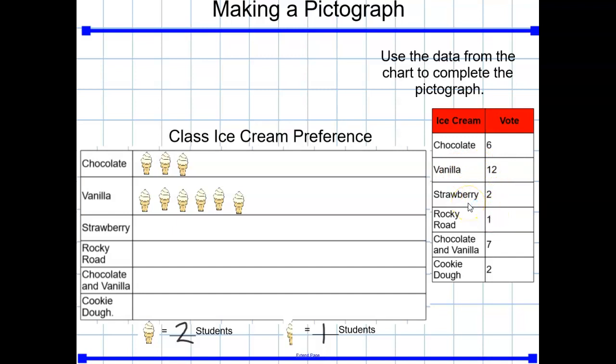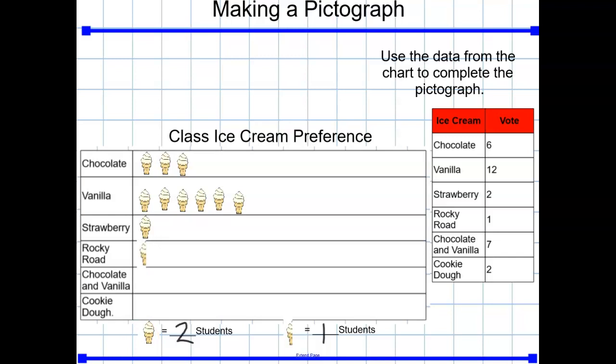Strawberry? There were 2 students who voted for strawberry. Pause the video and determine how many full or half ice cream cones would I need to include on the strawberry row to show that 2 students voted for strawberry? You're exactly right. I would need to just put 1 ice cream cone because 1 ice cream cone represents 2 students. Awesome. So for Rocky Road, only one student voted for Rocky Road. I know I can't use a full symbol because a full symbol is worth 2. So right away, I know I can use a half of a symbol because it's worth 1 student.